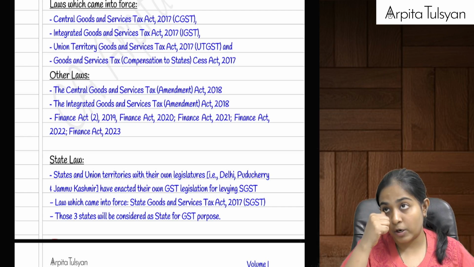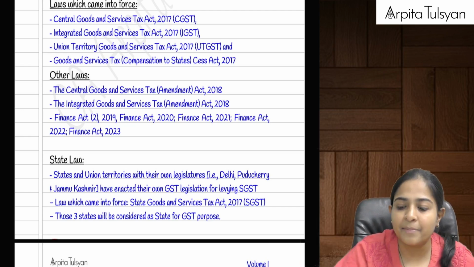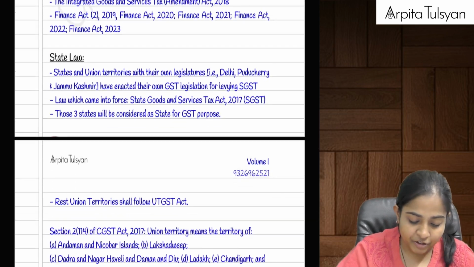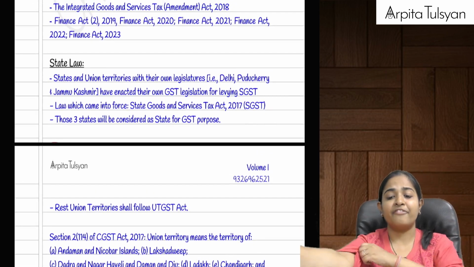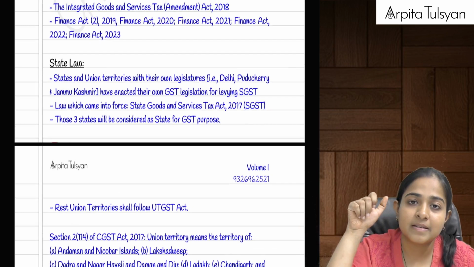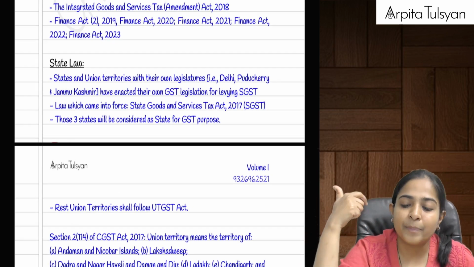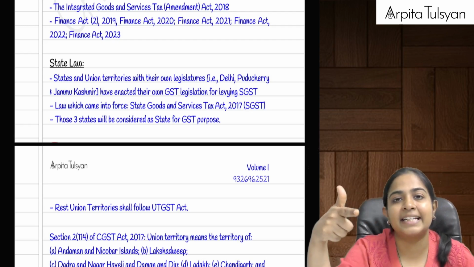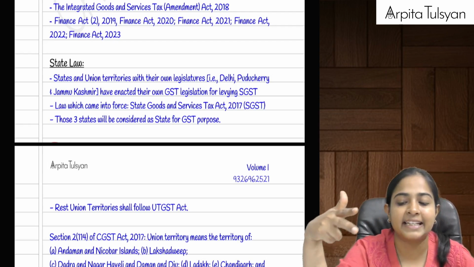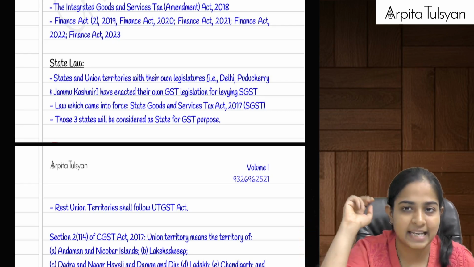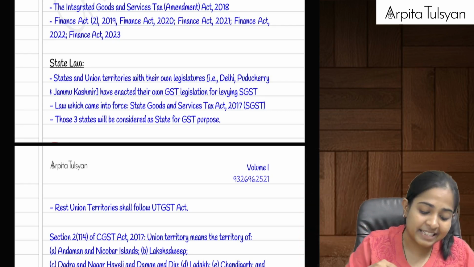Okay, whenever we want to bring any amendment, we pass the Finance Act etc. Those amendment acts came into picture. So if I talk about the center, then the CGST Act came into picture, the IGST Act came into picture, the UTGST Act came into picture, and the GST Cess Act, the Compensation Cess Act, these came into picture. Now talking from the state point of view.